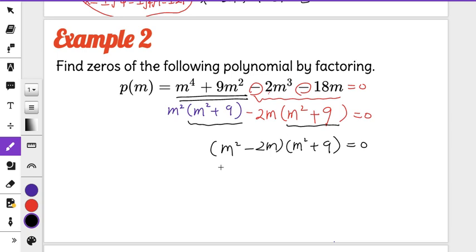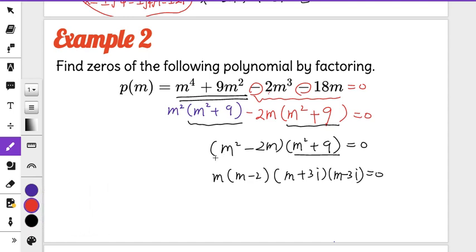And for the first two, you can see m squared minus 2m, they both have m, so I just take m out of this. And m squared plus 9, I'm going to use the difference of perfect squares as we did before, and separate this as m plus 3i, m minus 3i, equal to 0.